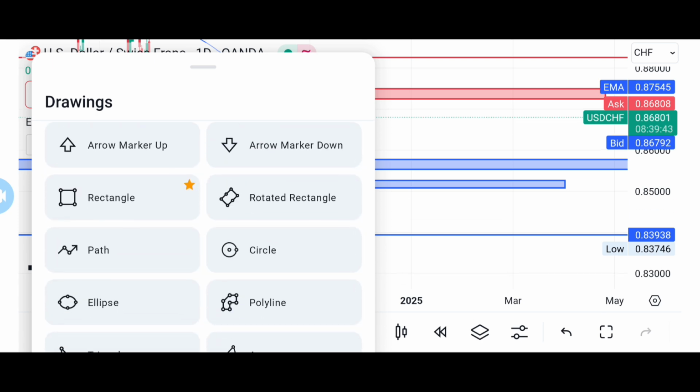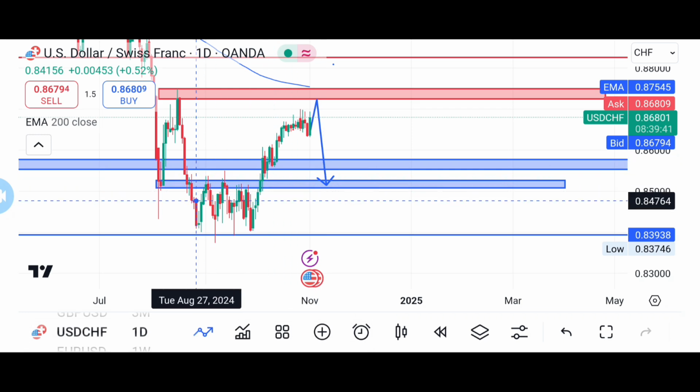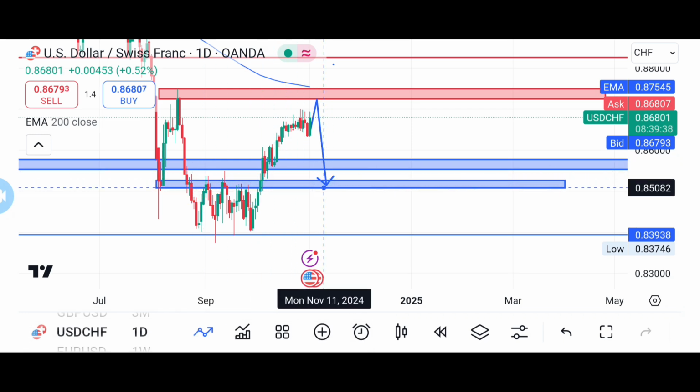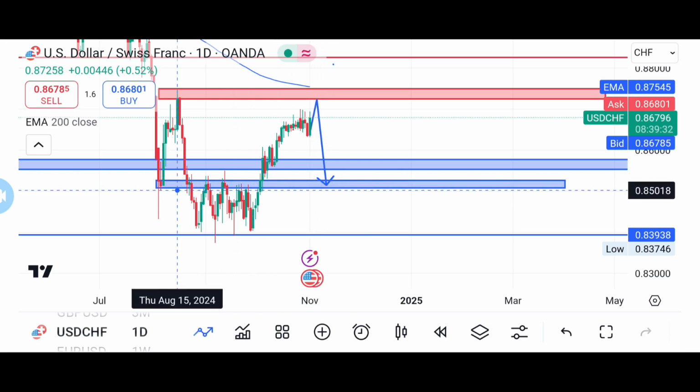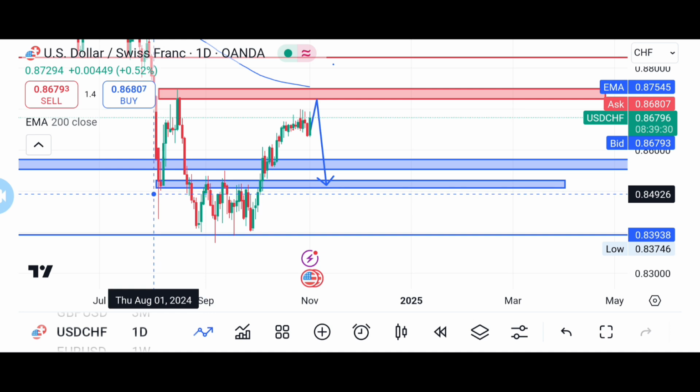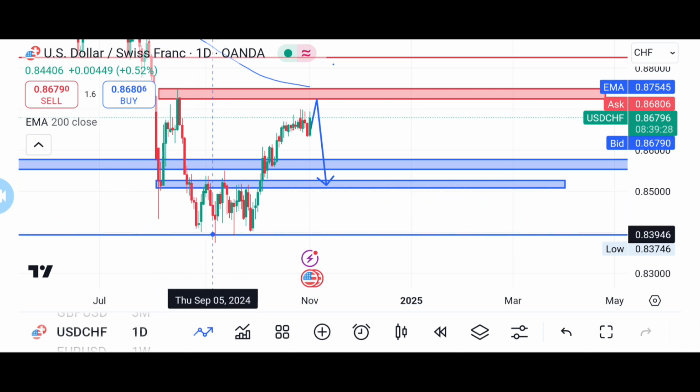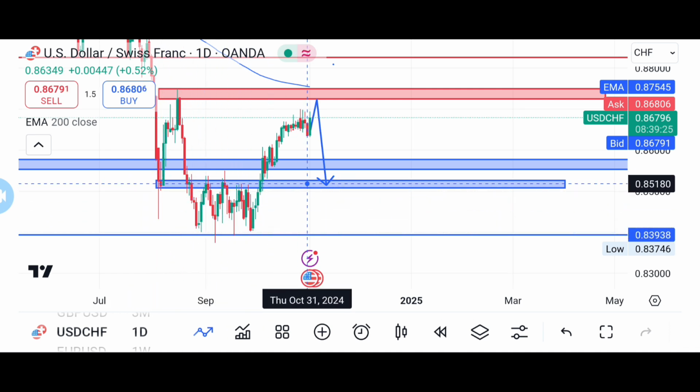Okay, I can see that possibility. I can see the possibility of forming an inverse head and shoulder at this region. Are we together? Because we have already formed a right shoulder. This is the head, the whole of this is the head. We are yet to form a left shoulder.